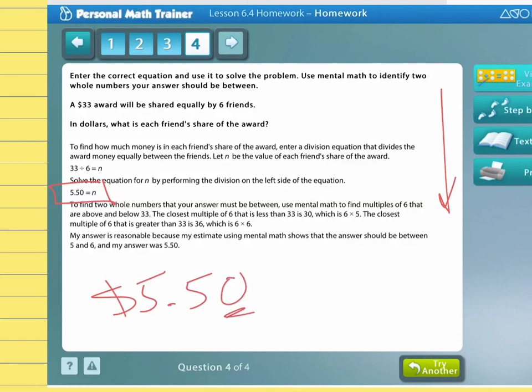All right, remember, on something like this, what you do with your remainder is you share it, because money is something that we all want to share. All right, that's it. We're done with lesson 6.4.